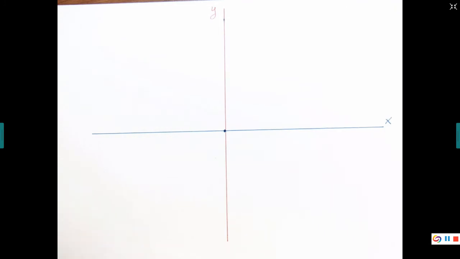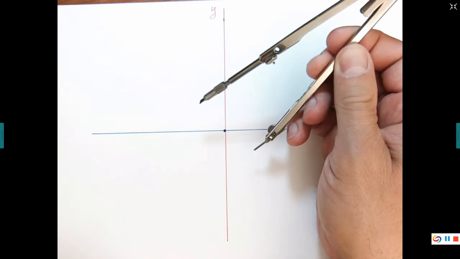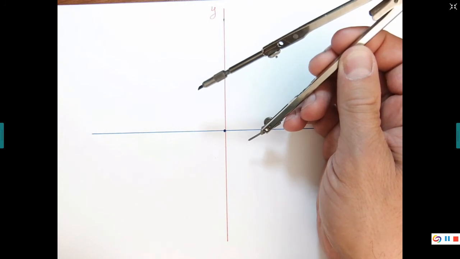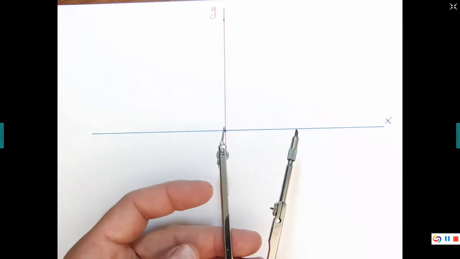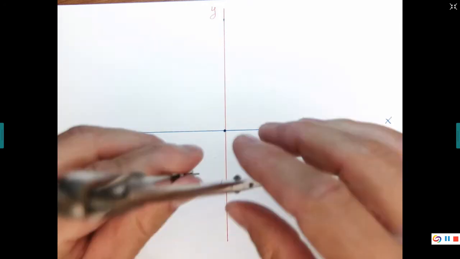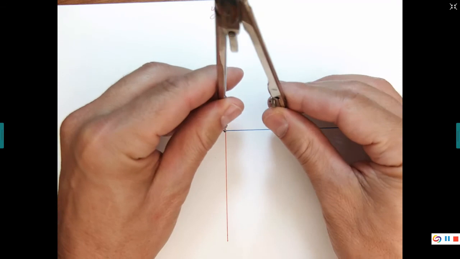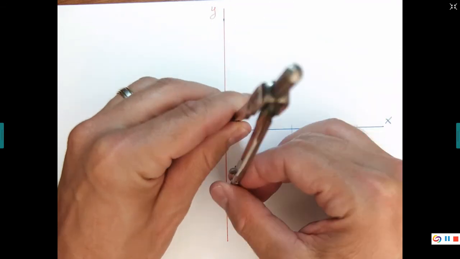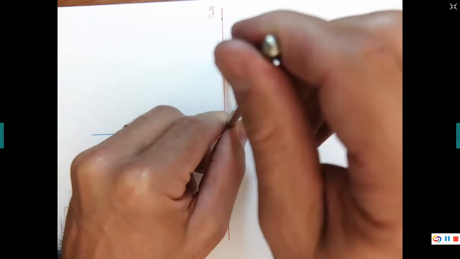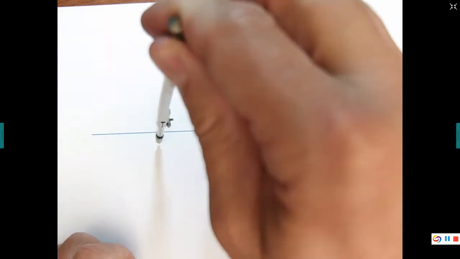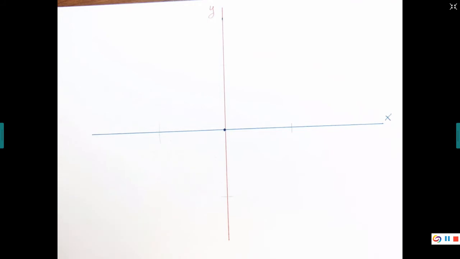Let's grab our compass and we're going to mark off a unit. How big do you want it? Well, that's up to you. I noticed my compass was left at this setting and that looks just fine. So I'm going to mark it off to indicate here's 1 unit on the y-axis, 1 unit over here. There we go. So I've marked it off.